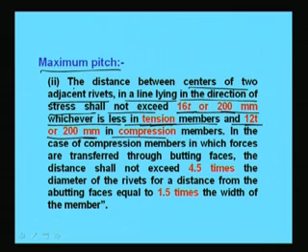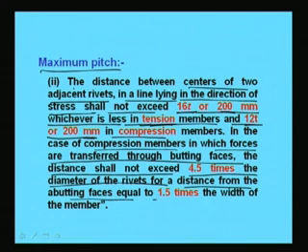In case of compression members in which forces are transferred through butting faces, the distance shall not exceed 4.5 times the diameter of the rivets for a distance from the abutting faces equal to 1.5 times the width of the member. So, these codal provisions also have to be kept in mind while designing the joint with the rivet, right.